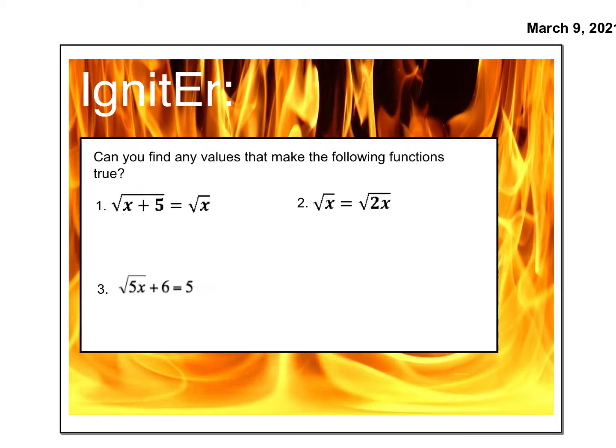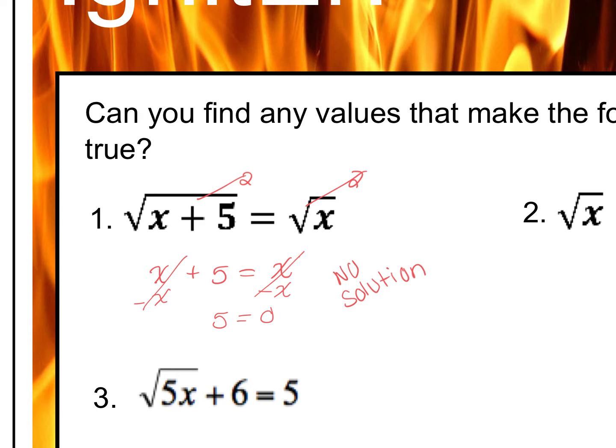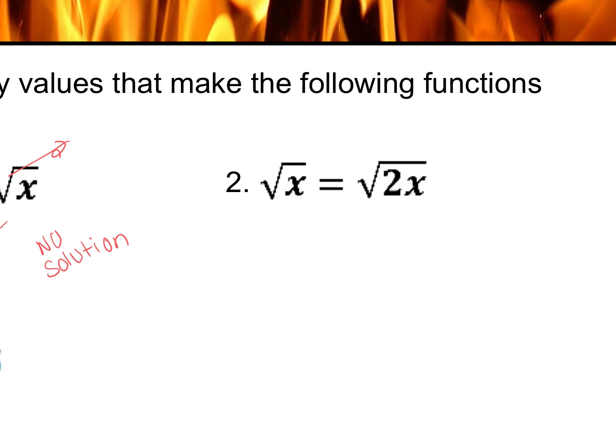Okay, so for number 1, I'm going to zoom up real close to that. So I'd start by squaring both sides, right? It's going to undo that square root, and so I get x plus 5 is equal to x. Well, notice what happens when I have to get my variables to one side. My x cancels, and then I'm left with 5 is equal to 0. So hopefully you remember what that means. That means that there's actually no solution here. Tricky first problem. Let's look at number 2.